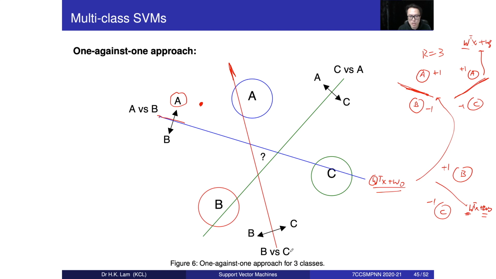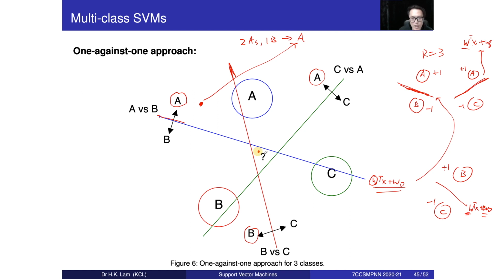When you substitute this point into this B versus C hyperplane, it just tells you that it is B. Now when we use the green hyperplane, it just tells you that it is A. So using the majority voting, we have 2 A and 1 B. So the majority voting just tells you that this point is A. So you can test any point anywhere in this workspace or the feature space.